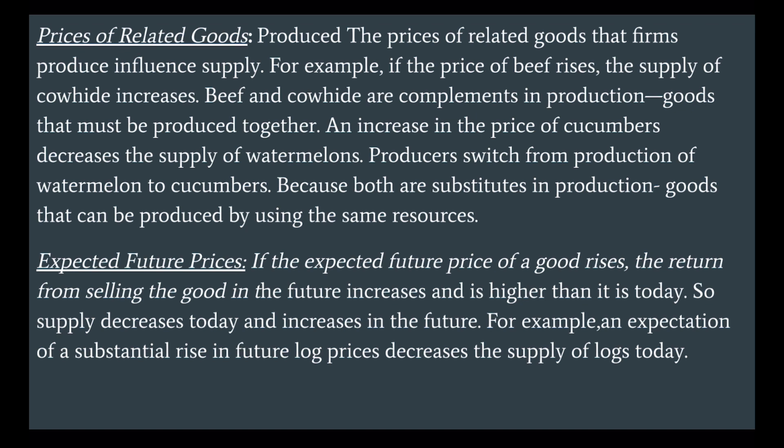Expected future prices. If the expected future price of a good rises, the return from selling the good in the future increases and is higher than it is today. So supply decreases today and increases in the future. For example, an expectation of a substantial rise in future log prices decreases the supply of logs today.